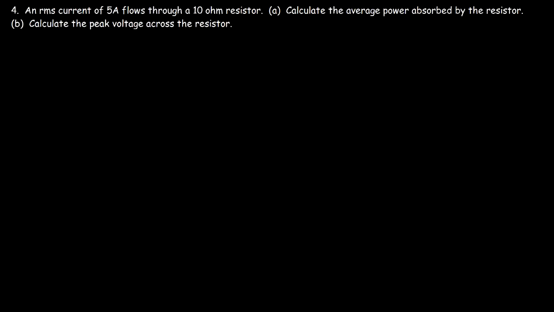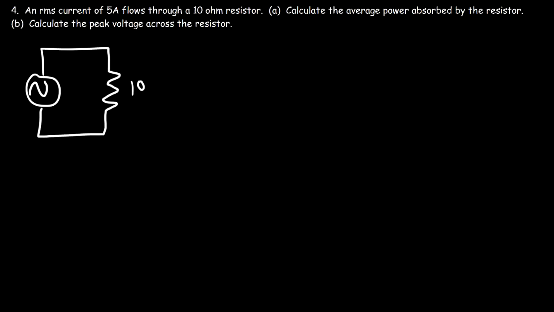Number 4. Now this is going to be the last problem of this video. An RMS current of 5 amps flows through a 10 ohm resistor. Calculate the average power absorbed by the resistor. So if we draw a circuit, let's say this is the AC power source, and here we have a 10 ohm resistor. The current that's oscillating in this circuit is really going in both directions, so keep that in mind. The current is 5 amps.